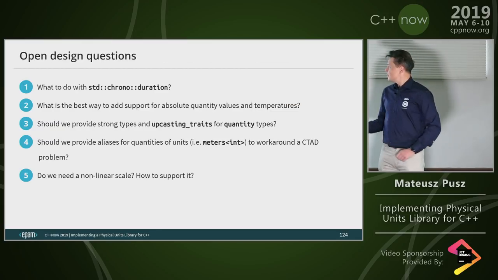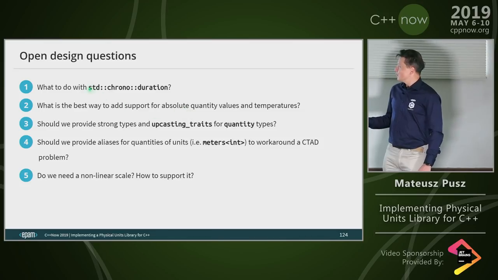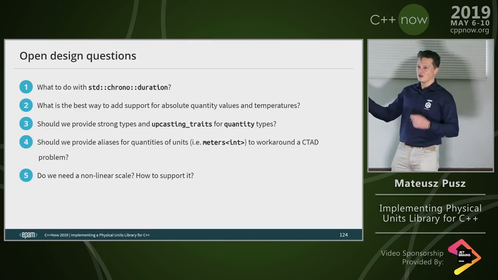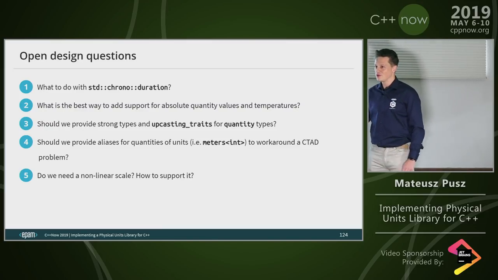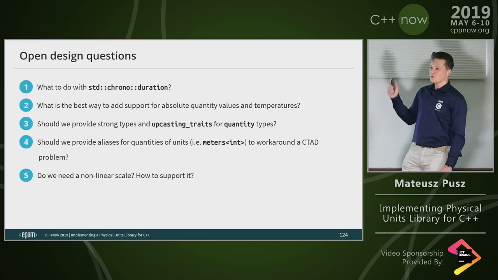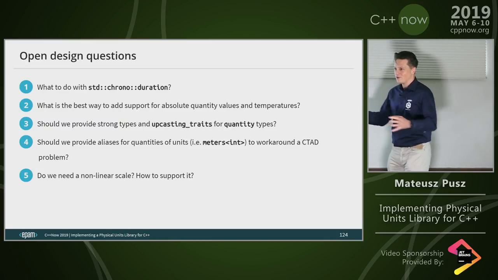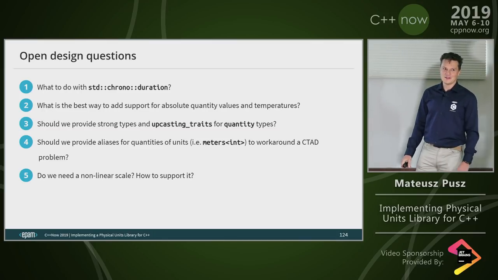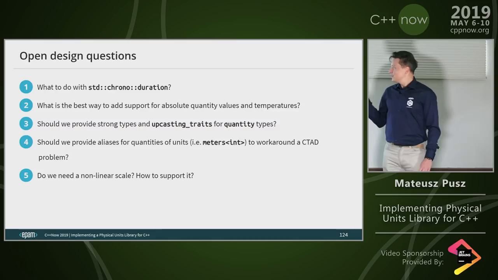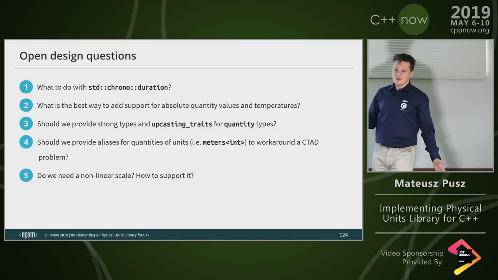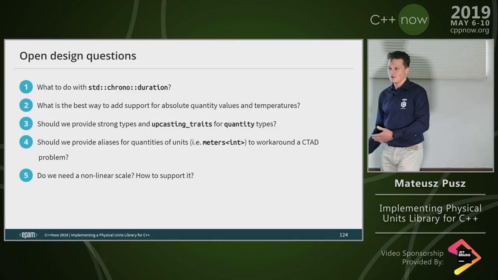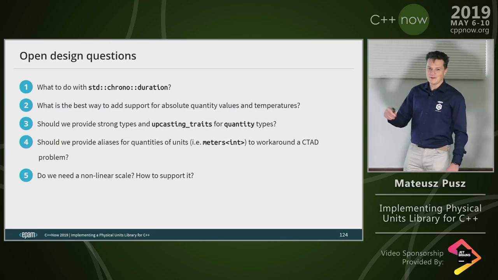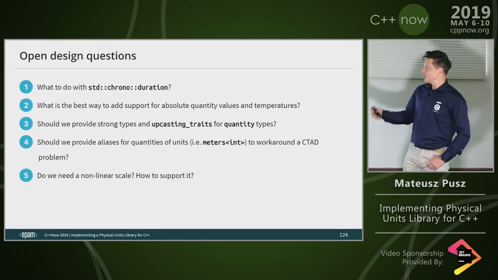So we have a few design questions still to solve. What to do with std chrono duration? Should we keep the interface and use std ratio, or make a value ratio, or maybe do more changes? Or how to work with duration? We cannot put ourselves below the duration because of ABI. Or maybe we should break the ABI and put ourselves there. We can provide the conversion operators between duration and quantity of time. But then it will need to provide some partial specialization for this specific duration. I mean, quantity of time.